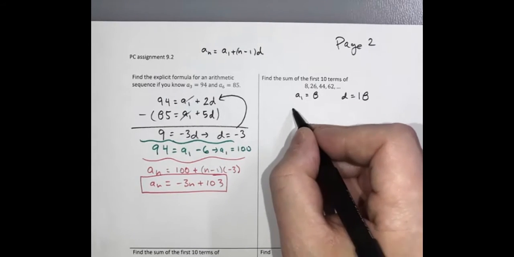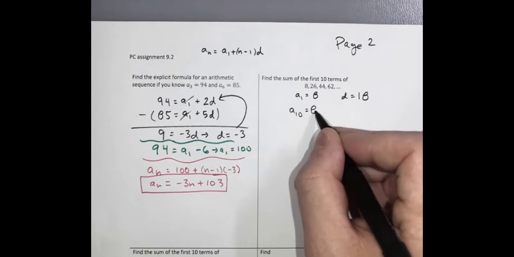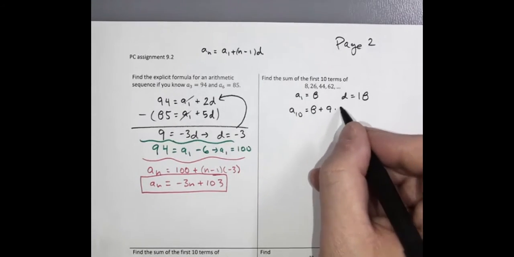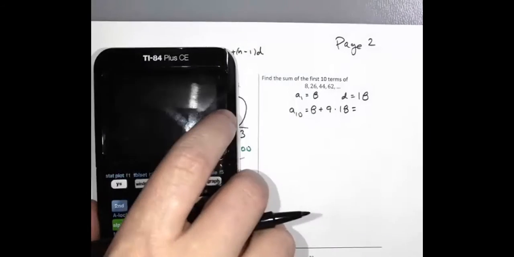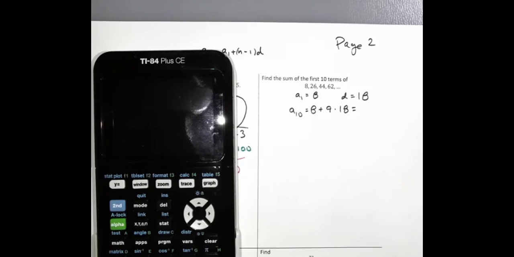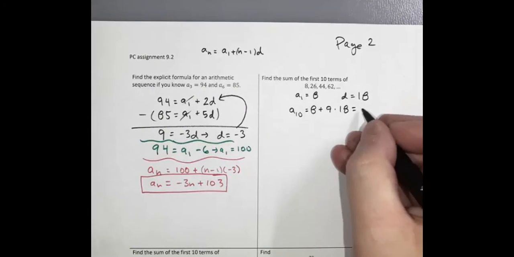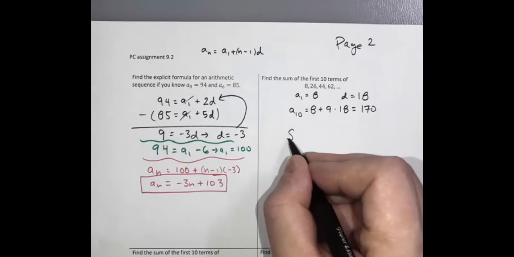So first let's figure out what the 10th term is. The 10th term is the first term plus n minus 1 multiplied by the common difference, and 9 times 18 plus 8, 9 times 18, and then add 8 means we're getting 170 for the 10th term.